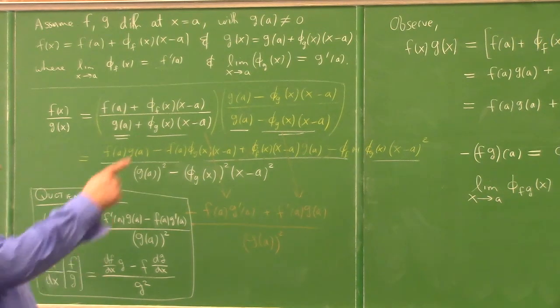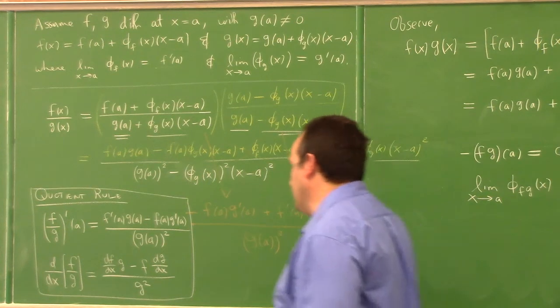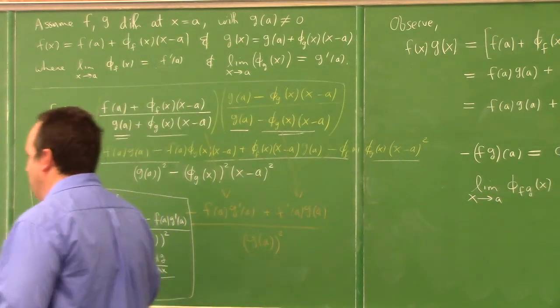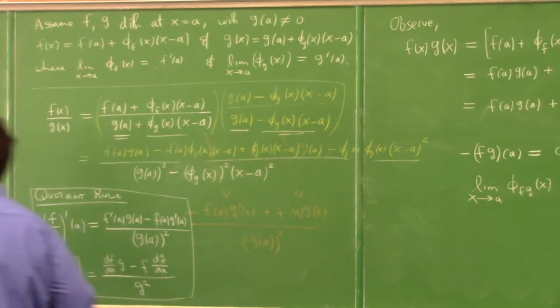The product rule is over here, yeah. There's a plus for the product rule, there's a minus corresponding to the quotient rule.